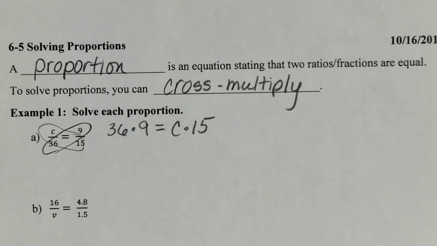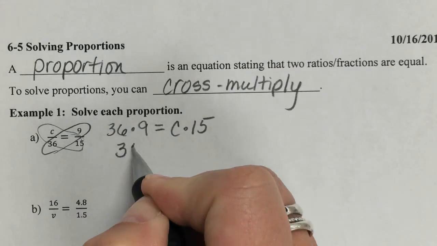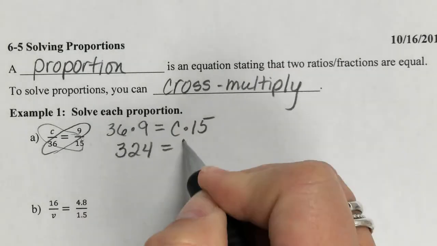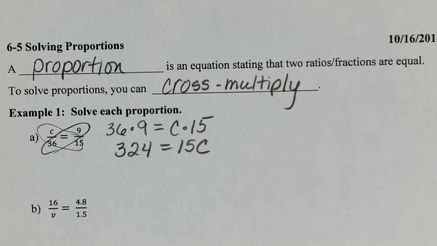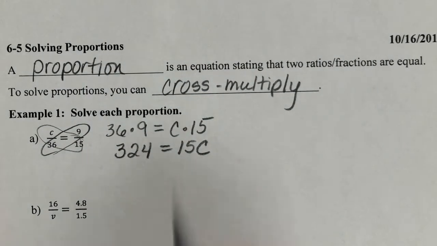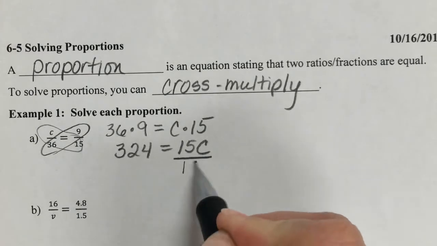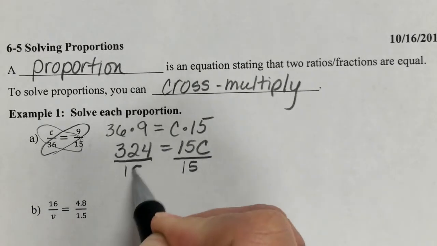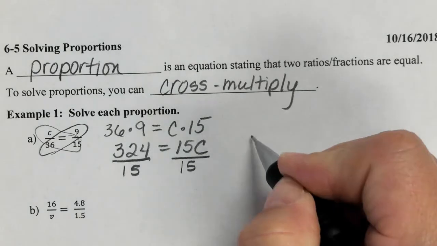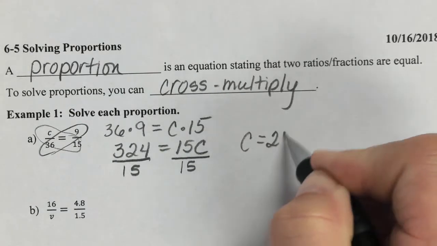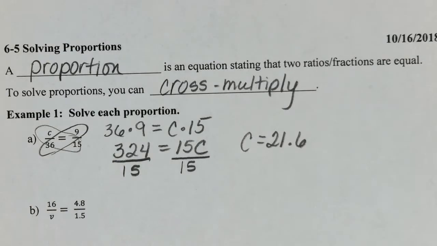36 times 9 is going to be 324, and we're just going to switch this around because when you write a term like that you always put your number first. So now you can see this is just a very easy one-step equation. We're going to divide both sides by 15, and our answer is going to be C is equal to 21.6.